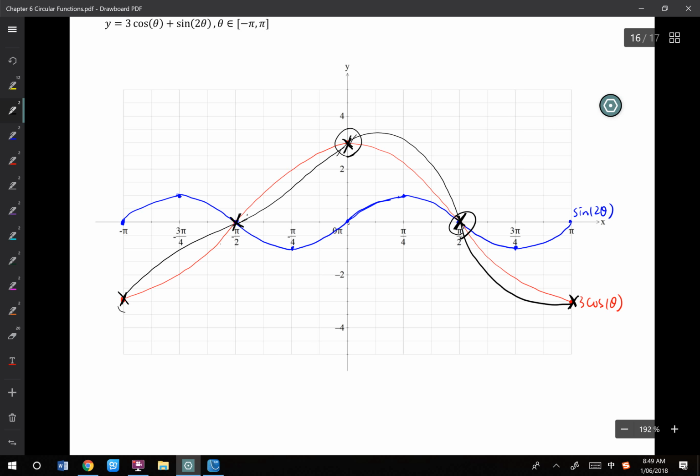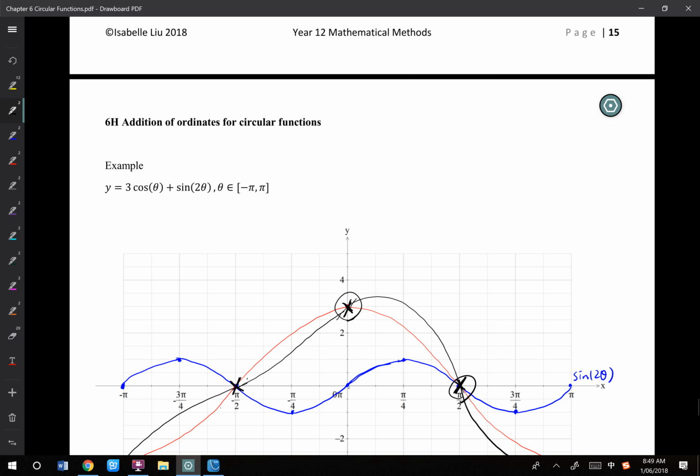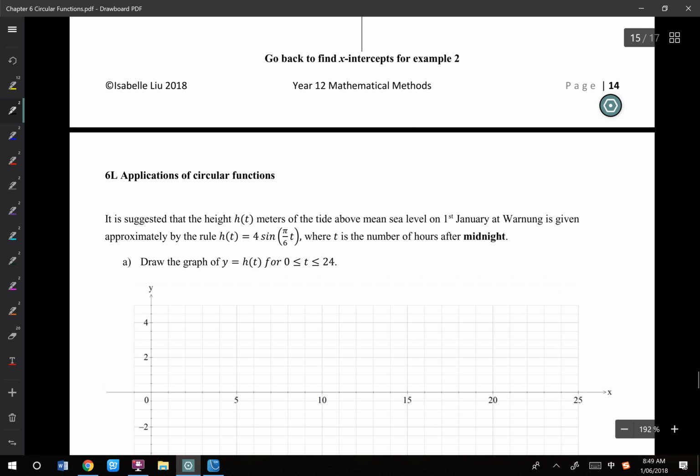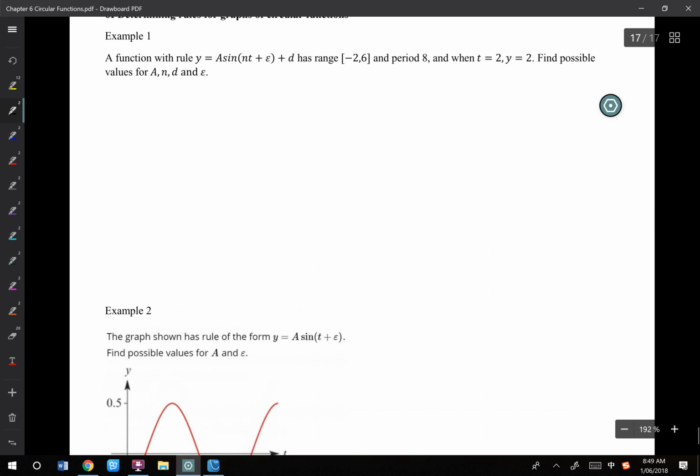Okay, so that's the addition of ordinates for circular functions. Even though they're circular functions, we still use the same idea as before to sketch them. Let's go up a little bit. Let's not go up first. Let's go to the next page.